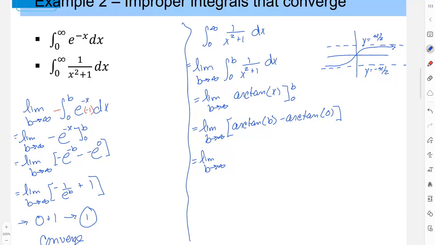So if I look at the limit as b goes to infinity, as b gets larger and larger and larger, this is going to head towards that horizontal asymptote of pi over 2. So we're going to take that limit. We've already used it. It's gone. And then the arctan of 0 is 0. So we're going to get pi over 2 for that one.